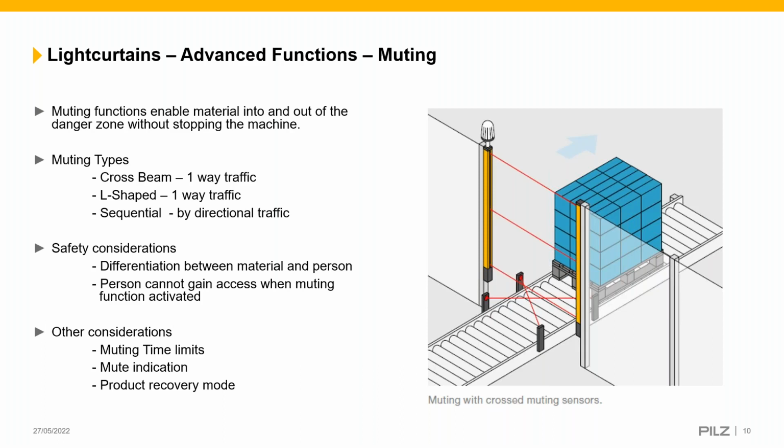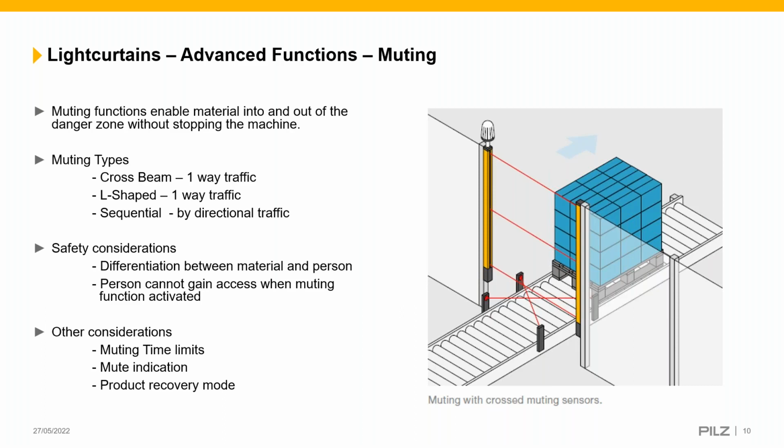The other type of muting would be L-shaped muting. So this is where you would have a series of beams or sequence of beams leading up to the light curtain, and you would require timers for this. So you would trigger maybe beam 1. This would say, okay, now we set a timer. I'm expecting to see beam 2 triggered within a set period of time. Yes, that has been triggered in the right time frame.